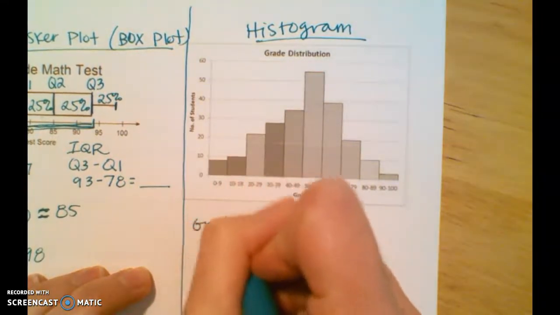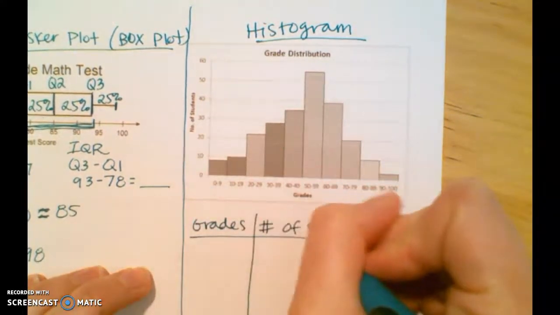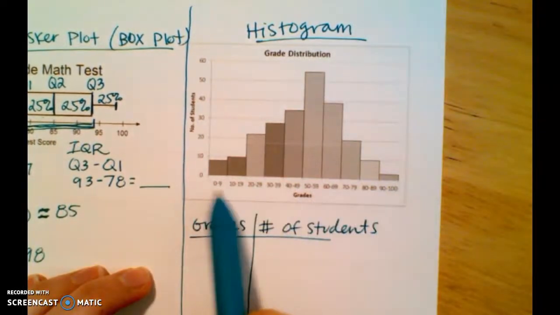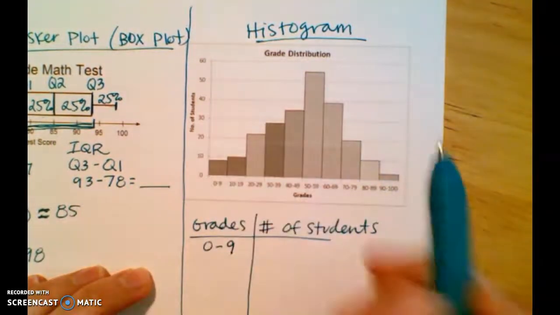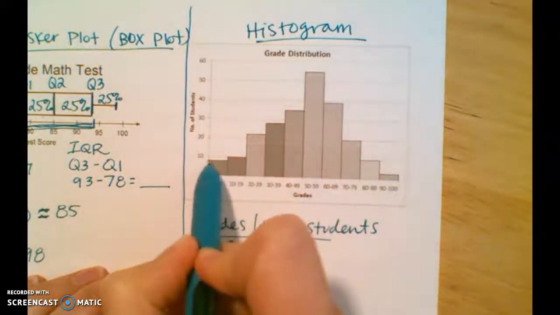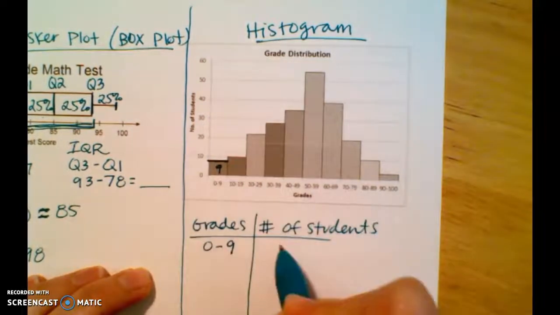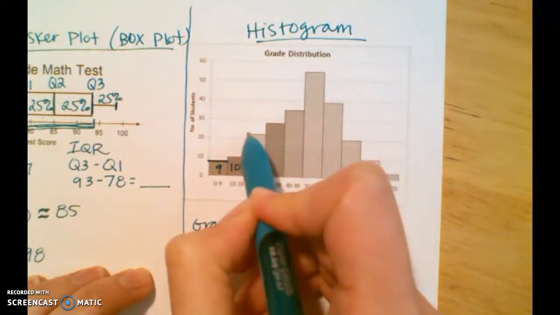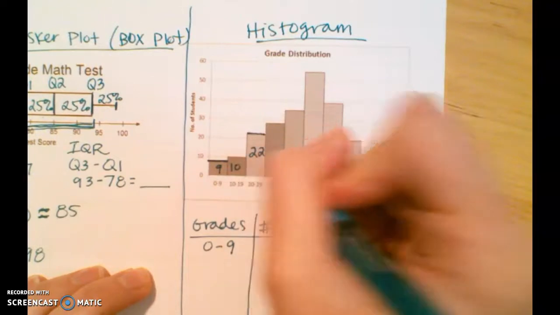So we would say these are our grades. Here's our number of students. And then we would just put our ranges. Our grade range for this first one is 0 to 9. And we will have to approximate. So if this is how high up it goes, we could say maybe that's about 9 students. This one is obviously 10. This one goes to here, which we could say is about 22.